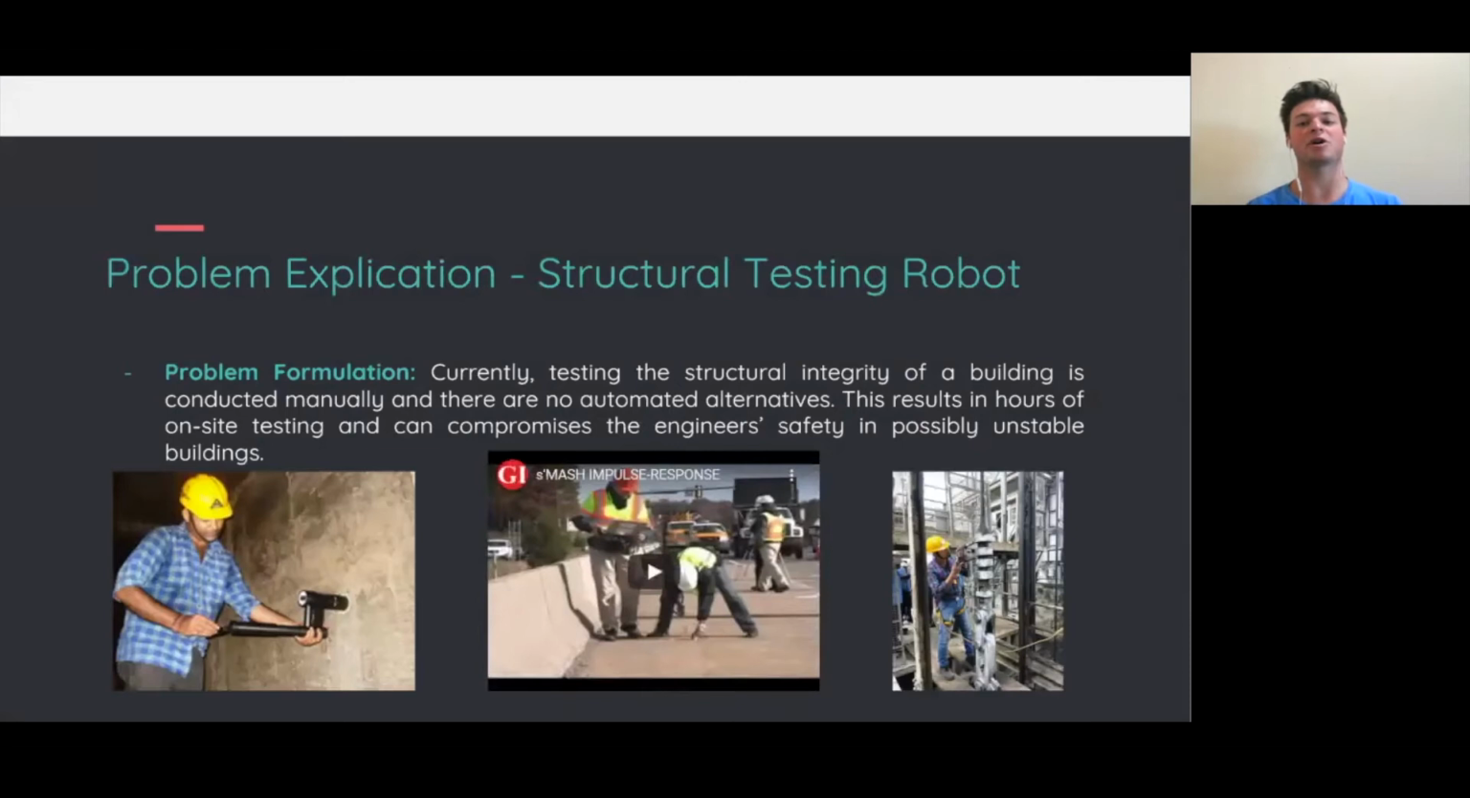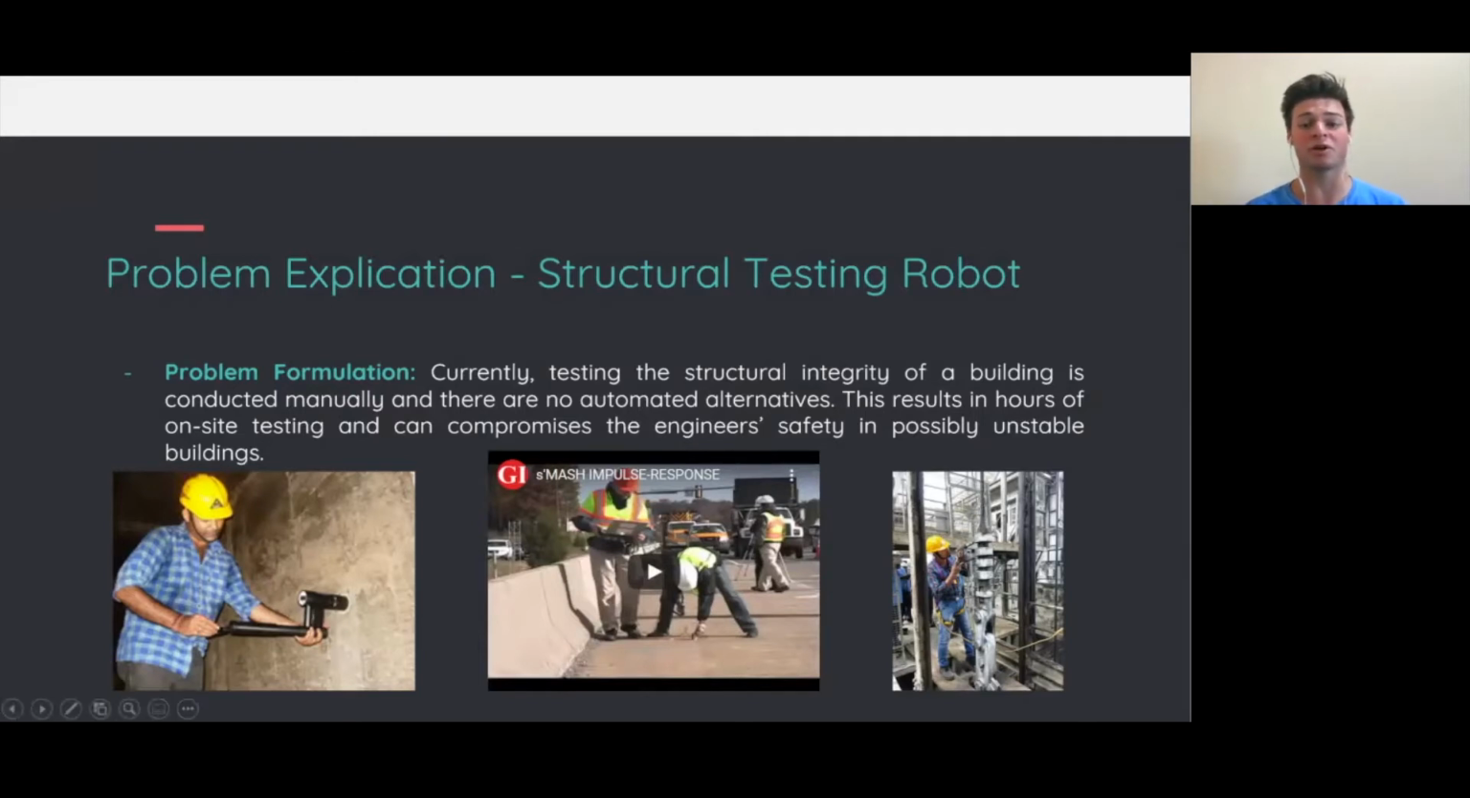So to begin designing our system, we had to ensure we could fully define our problem. We started with an initial problem formulation based off industry research in which the structural integrity of a building is tested with some sort of non-destructive testing method in which there are no automated alternatives. A non-destructive testing method, just to be clear, is one that determines the sources of failure within a concrete without needing to break or penetrate the concrete.